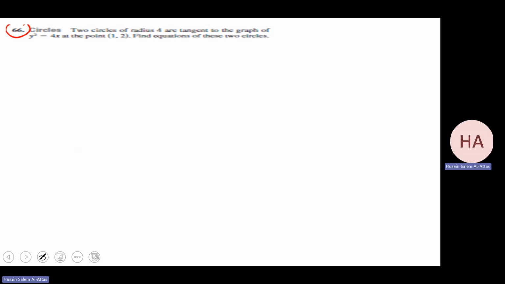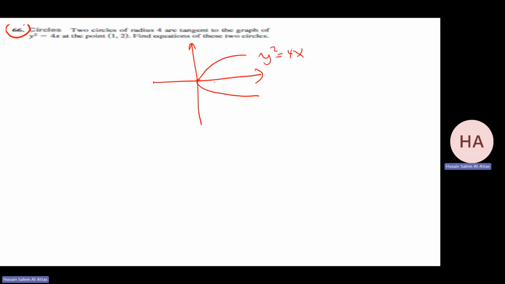Ouch. This is a complicated question. If you understand, it will be very easy. What they want, if we graph it, I think it will be very clear. We have y squared equals 4x. I have the point 1 and 2. I have a circle tangent to this curve at this point, and another circle tangent at another point. So now he wants to find the equation of these circles.